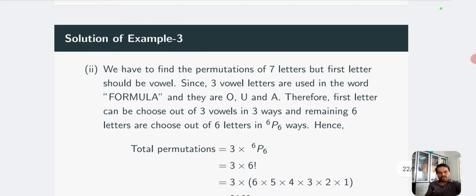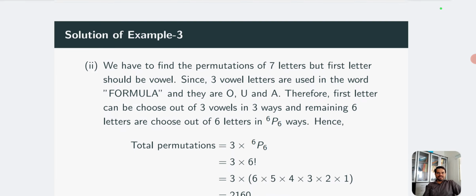Now the second question. We have to find the permutation if the first letter is a vowel. Already you know there are 7 letters, and the condition is that the first position is a vowel. How many vowels are there in the word formula? There are 3 vowels: O, U and A.